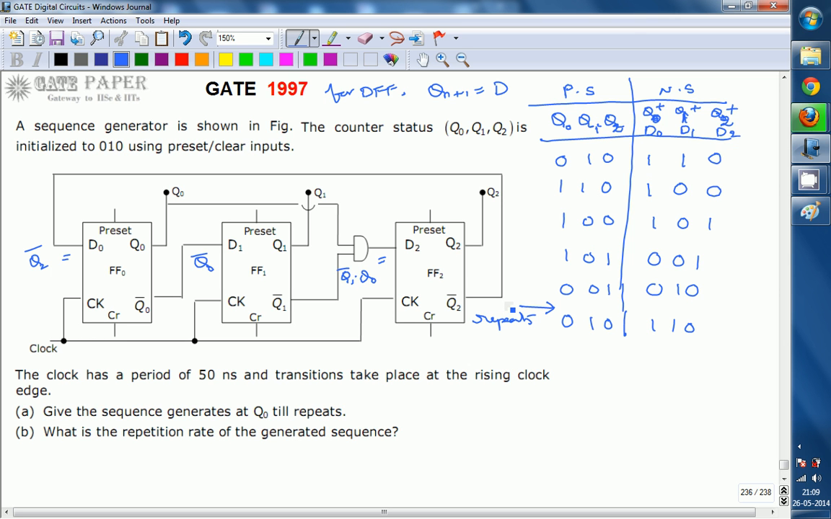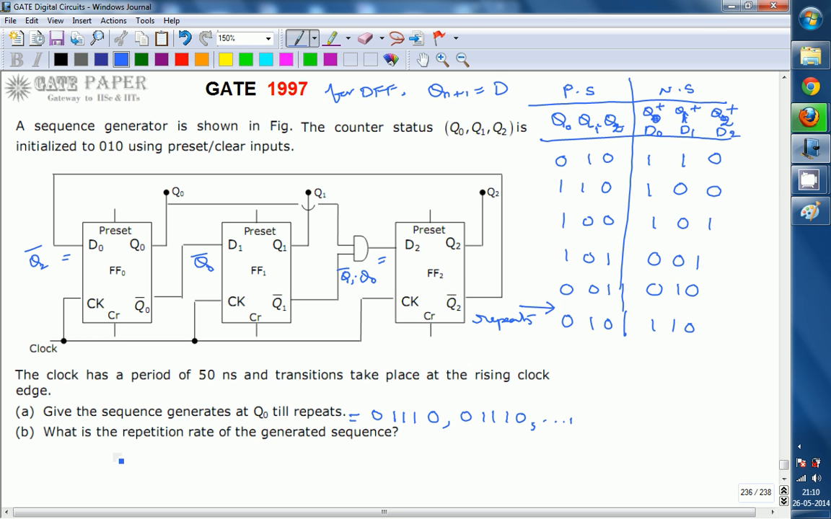The sequence generated at Q0 until it repeats is the answer. At Q0 it starts with 0 1 1 1 0, and afterwards it repeats again, 0 1 1 1 0, like this. That implies that after every 5 clock pulses the counter is repeating the sequence. You can think in this way.